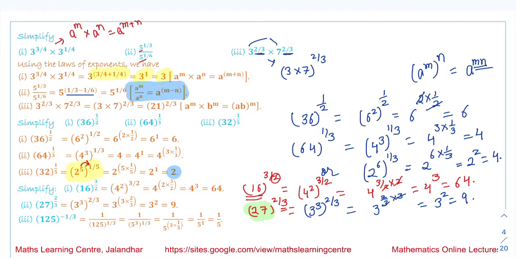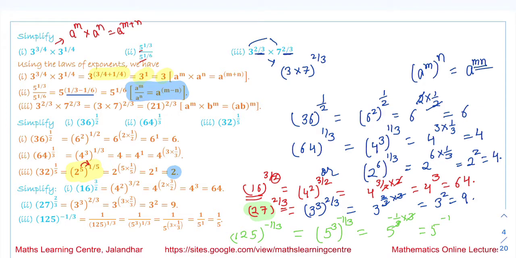Now in this last problem, we have the number 125 raised to the power minus 1 by 3. So we know that 125 we can write as 5 raised to the power 3. It is the cube of 5, and whole raised to the power minus 1 by 3. So that will be equal to 5 raised to the power minus 1 by 3 into 3. So this gets cancelled and we are left with 5 raised to the power minus 1.